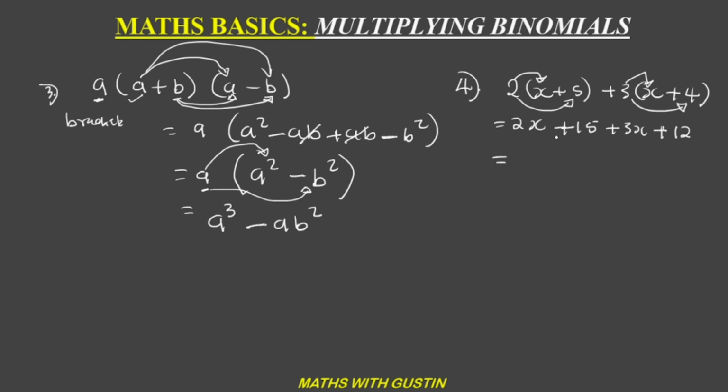If you look at these, you can see there's a 2x there and a 3x there. These are like terms, they look alike, so you can add them together. It's going to give us 5x. You've got a 10 here, which is just a number, and a 12 there, just a number as well. You can add them together, and 10 plus 12 is going to be 22. All right, great stuff, guys. And this is how you would deal with a question like this one.